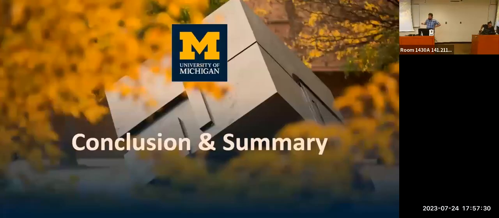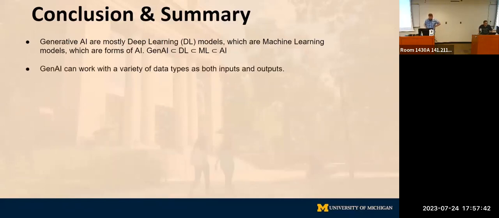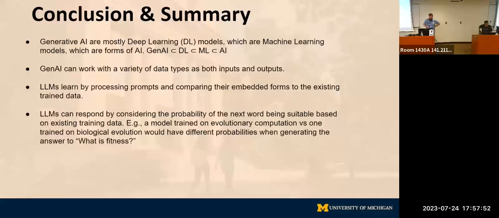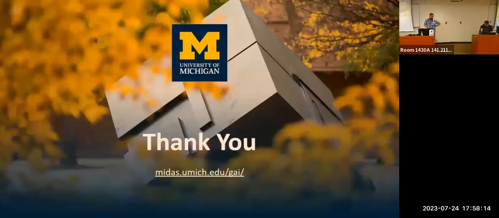Be rigorous. So in conclusion of today, generative AI is mostly in the field of deep learning, which are mostly machine learning, which are mostly AI, and those are the subsets, right? Generative AI can work on a variety of inputs and outputs. LLMs learn by processing prompts and comparing their embedded forms to existing trained data. LLMs can respond to the probability of the next word being suitable based on the training data, as well as context as well as words. And LLMs go through a process of pre-training and fine-tuning to be as human-like as they can with natural language processing. And lastly, data is everything in generative AI and machine learning in general. Thank you very much.